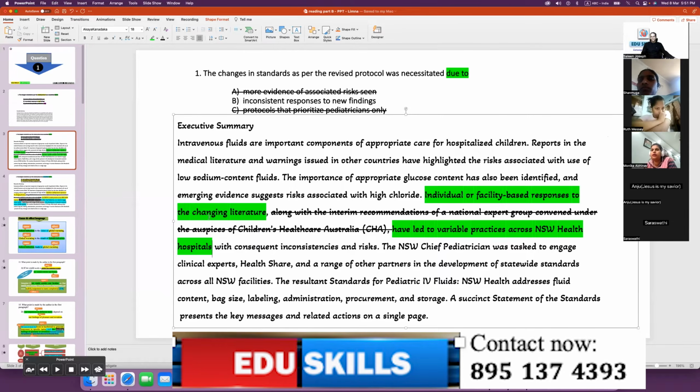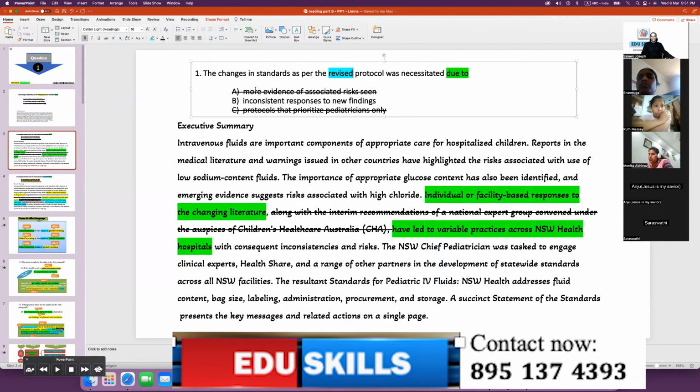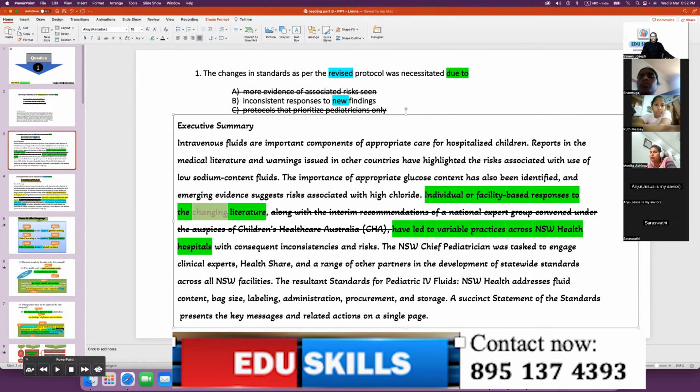New and changing. In the question statement it is revised. In the answer statement it is new. And here it is changing literature. Have led to variable practices, inconsistent responses, variable practices, with consequent inconsistencies and risks.